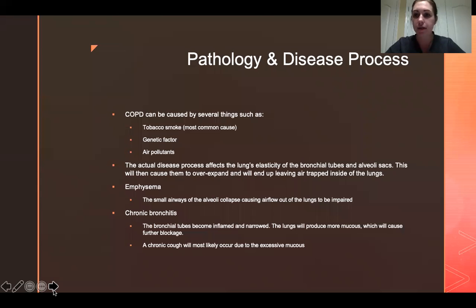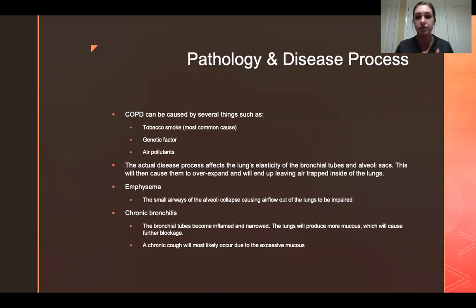Just overall, the fatigue is a symptom of COPD as well. All right, so the pathology and disease process. It can be caused by several things. The most common cause of COPD is tobacco smoke. And then you have genetic factors, air pollutants. Some people working inside with different air environments in their working environment can get COPD.